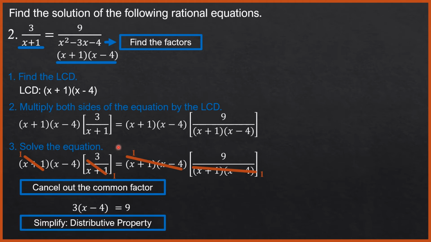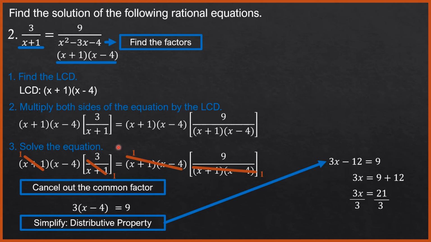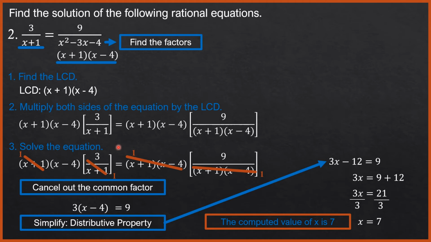Next is we simplify by applying distributive property, and so we have 3x minus 12 is equal to 9. Combining like terms, we will get 3x is equal to 9 plus 12, and simplifying it, we have 3x is equal to 21. Then by applying division property of equality, our x is equal to 7. Therefore, our computed value of x is 7.